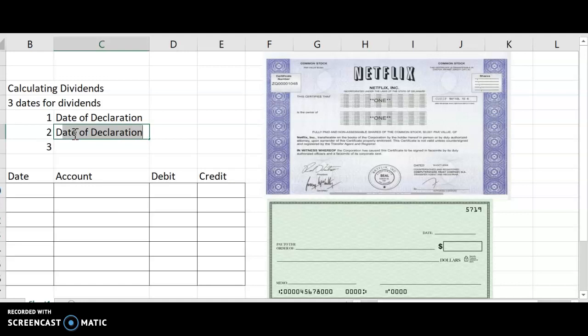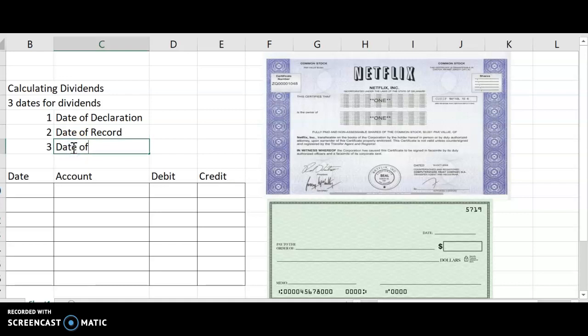And then the next one is the date of record. And this is the day that we stop the clock and see who owns our stock on this day. Whoever owns the stock on the date of record, these are going to be the people who receive the dividend. People are constantly trading our stock, so we have to set a date and a time to choose who's receiving our dividends. So if you hold stock on that date, you will receive the dividends.